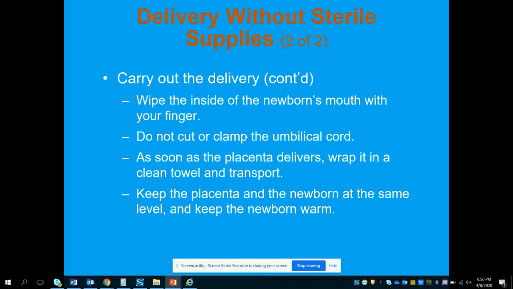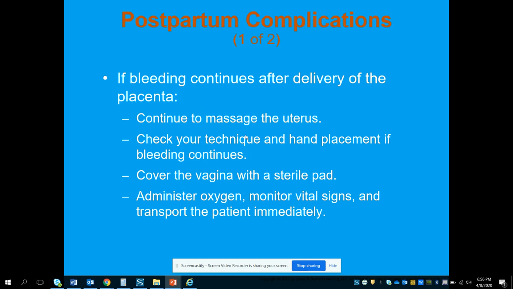Basically, what you would do is just keep the newborn at the same level of the placenta. So before it delivers, keep the baby at the level of the vagina. After delivery of the placenta, you could wrap it in a clean towel and lay it at the same level of the baby. So if the mom's holding the baby, put the placenta up there too and transport them.